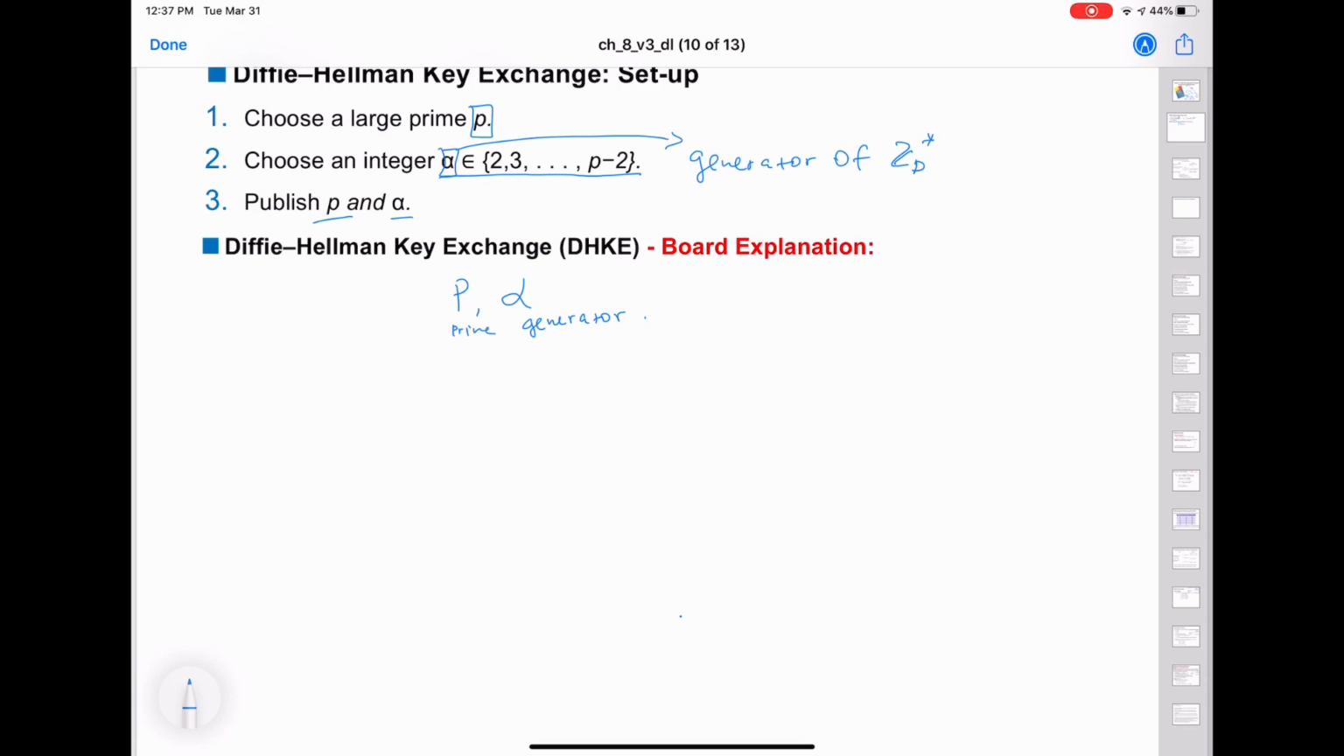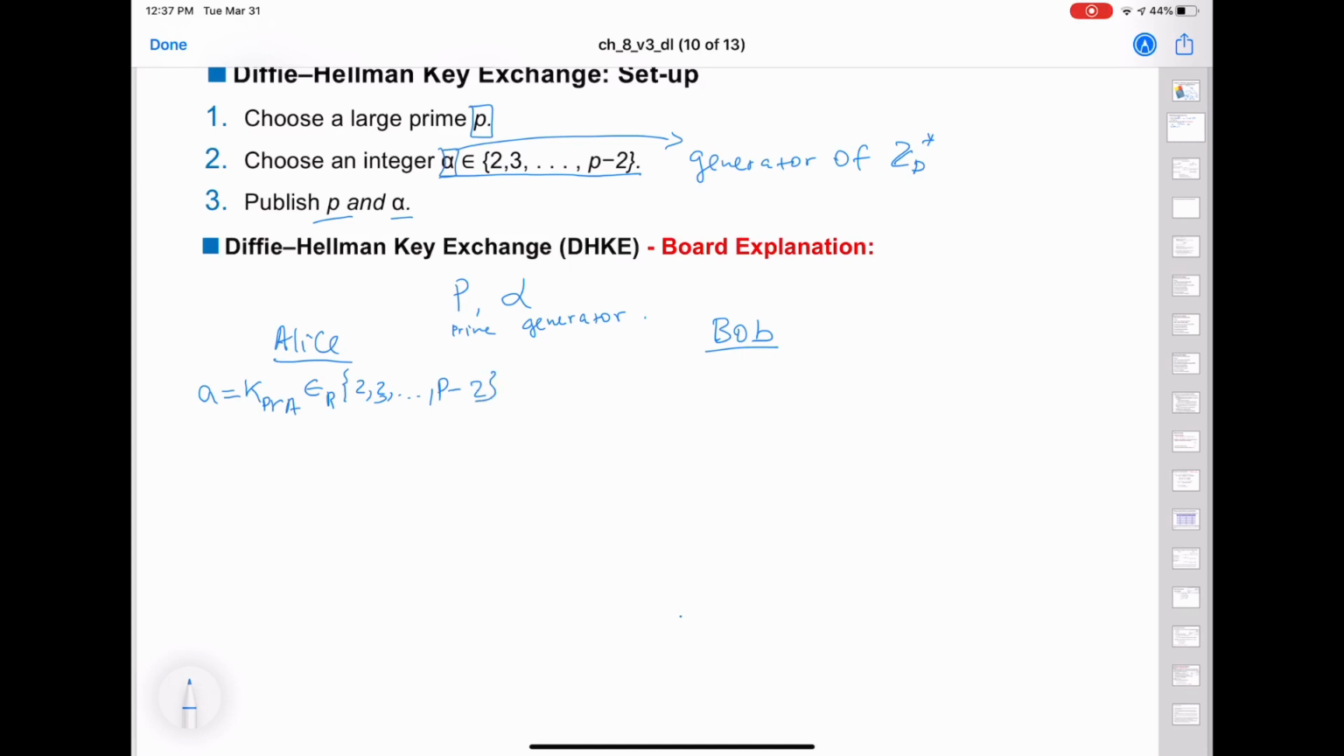Okay, now Alice and Bob are communicating. Yes, so how do they do this? First thing is, Alice will choose her own color. I'm going to call it a. It can be a number, it can be a color. I like to call it color. This is going to be the private key of Alice, and this private key has to be randomly chosen from the set of 2, 3, up to p minus 2.